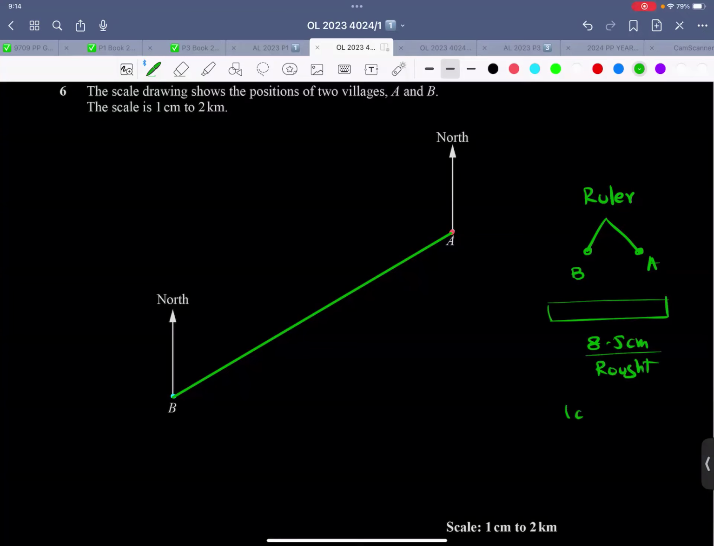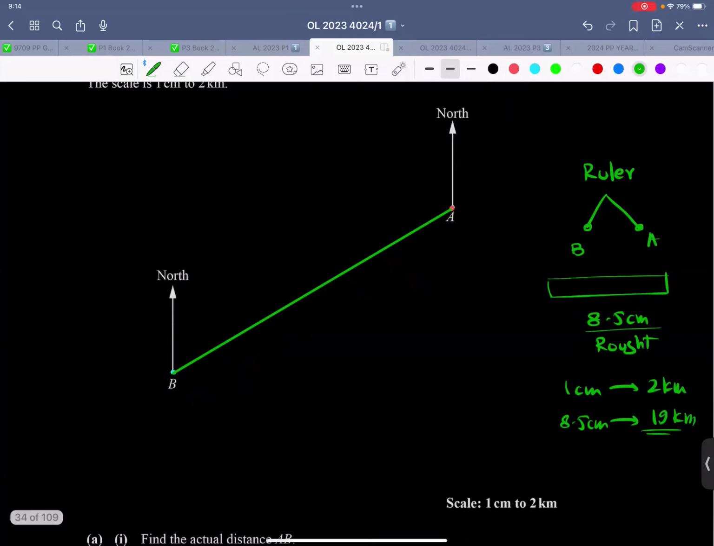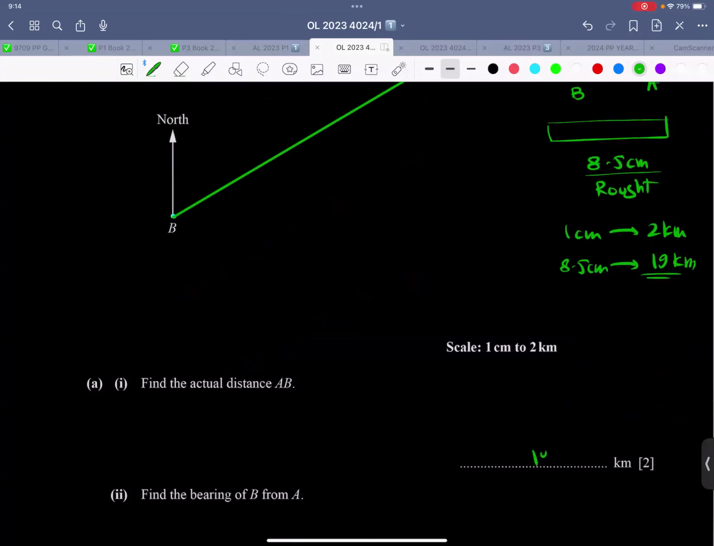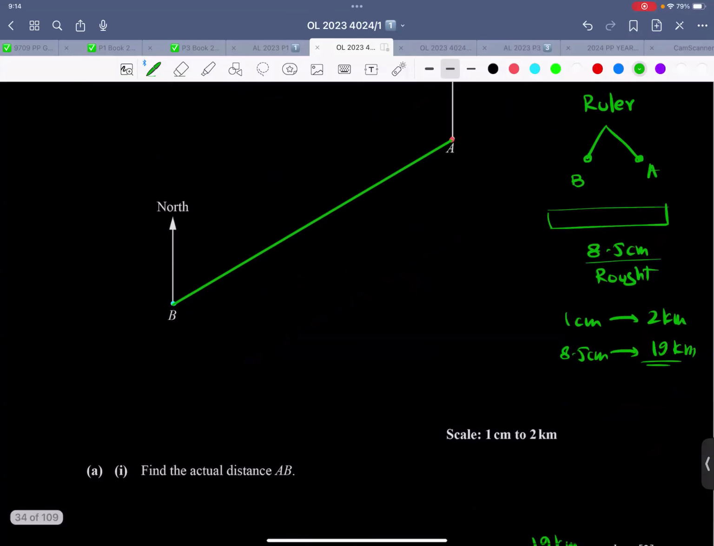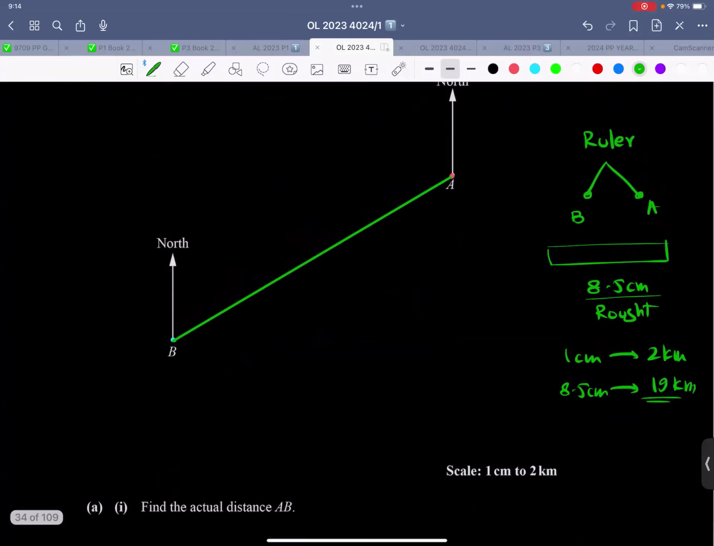So we will say that 1 centimeter is 2 kilometers. Therefore, 8.5 centimeters is 2 into 8.5, which is 19 kilometers. So the distance will be 19 kilometers based upon the working that I've shown. And of course, if you have the paper, you can try it for yourself.